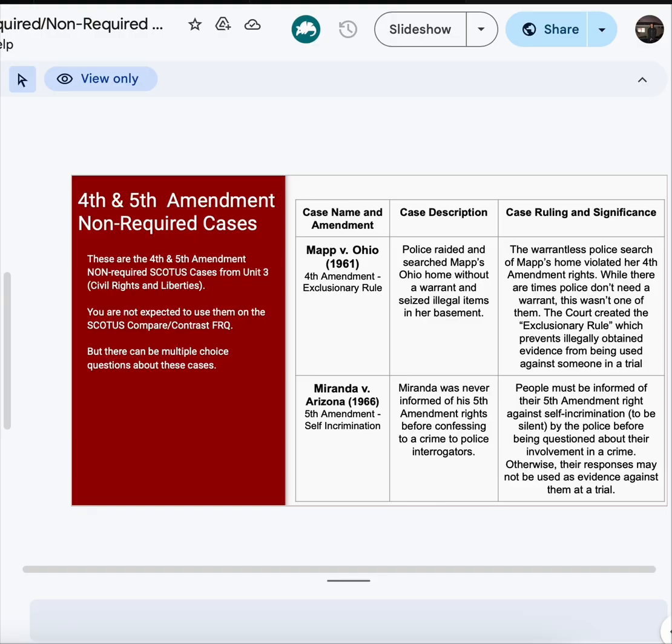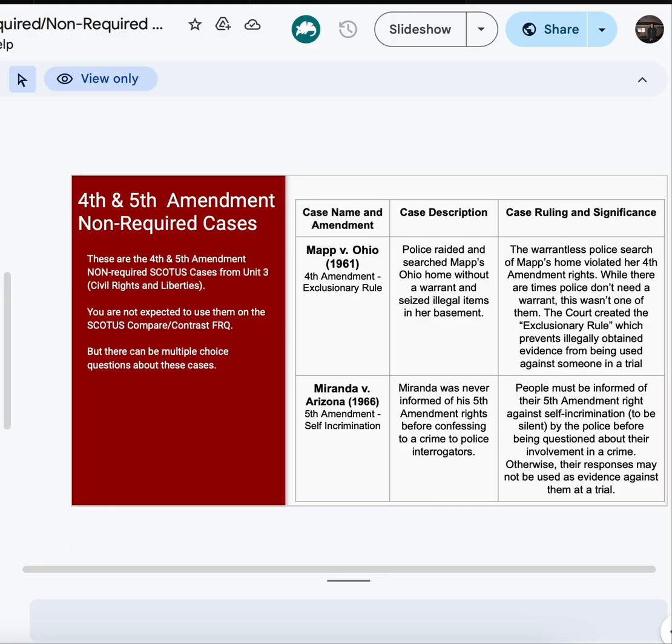So the holding of this was that the warrantless search of Mapp's home violated the Fourth Amendment. It created and applied the exclusionary rule to the state courts. Illegally obtained evidence cannot be used in criminal trials. It also incorporated the Fourth Amendment to the states through the 14th Amendment. It strengthened protections against unlawful police searches as well.